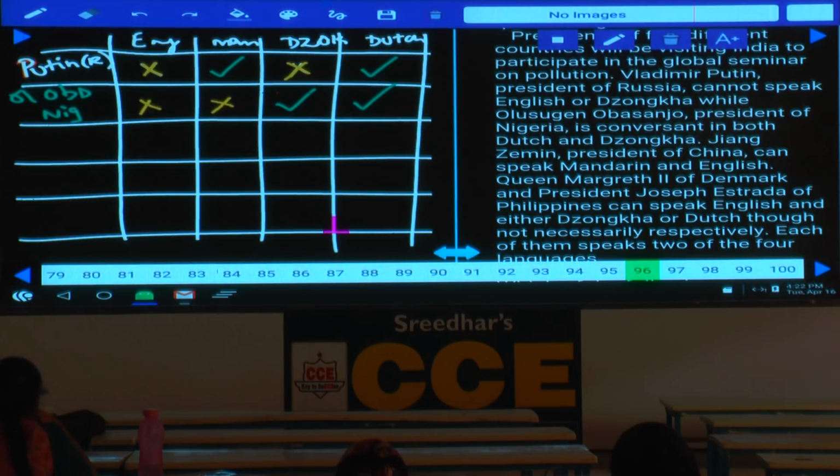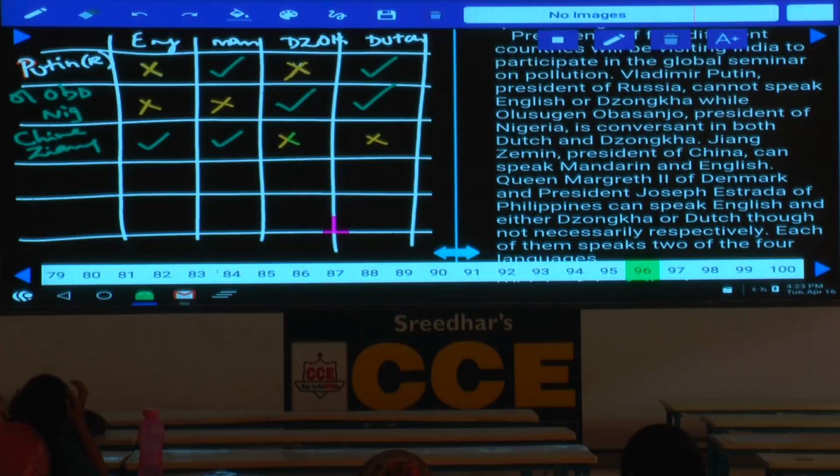The next one, Jiang Zemin, president of China, can speak Mandarin and English. Now this person can speak only 2 languages. The one is Mandarin and another one is English. And what else is left over here? This person cannot speak the remaining 2 languages, isn't it? Then who are the remaining 2 persons?